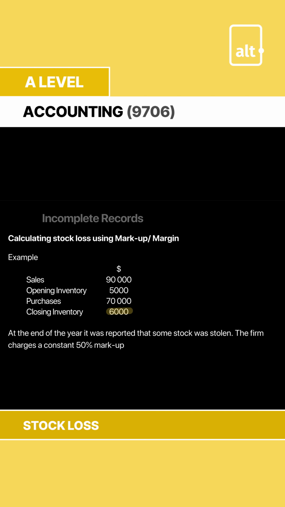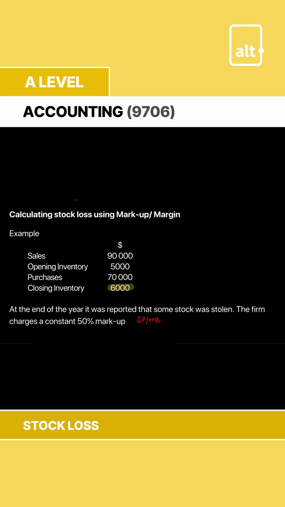Okay, so we also know that the firm charges a constant markup of 50%. So markup has already been given. Remember, what does markup show? Markup is a relationship of gross profit versus cost. That's 50%. Now, using this information, how can you find out whether your inventory value is correct or there was some stock loss which has not been reported as yet?